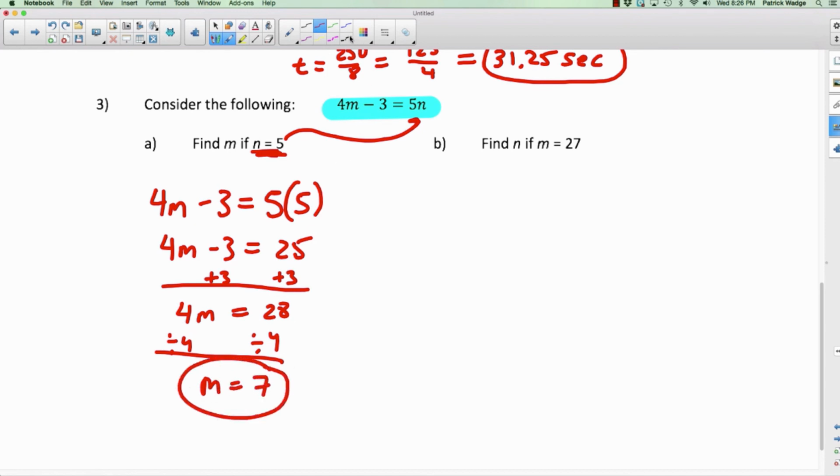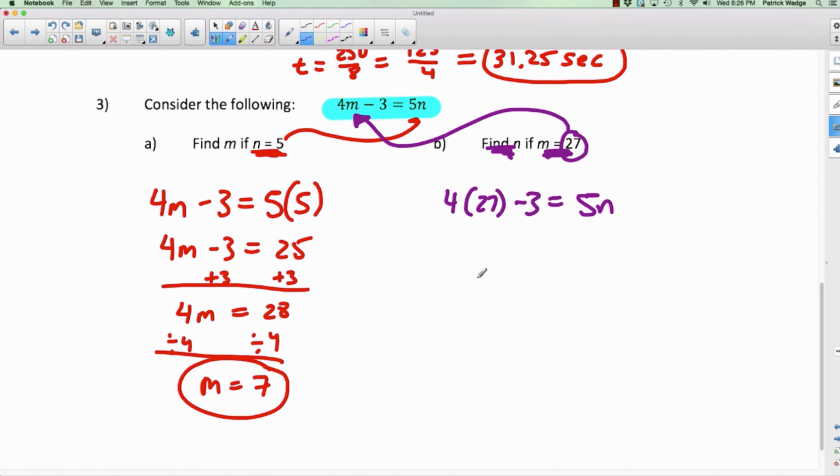There's your answer. Okay, in this one, we want to find m. Sorry, we're given m. We want to find n. So we're going to take the 27 this time and put it into the m right here. So we have 4 times the 27. We just put 27 right into that m. Minus 3 equals 5n. We don't know the n. That's exactly what we're trying to do, is to find the n. Okay, algebra, let's start by multiplying this side. 4 times 27, it's 108 minus 3 equals 5n.